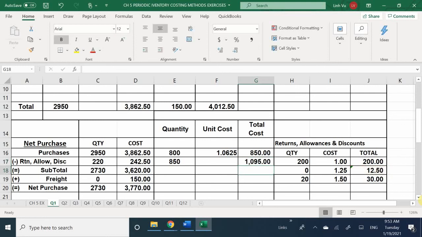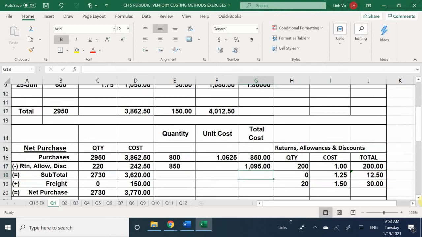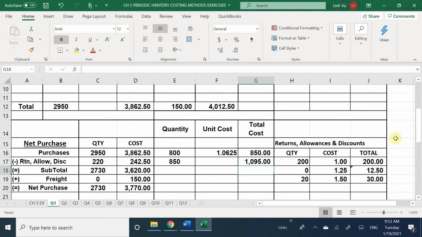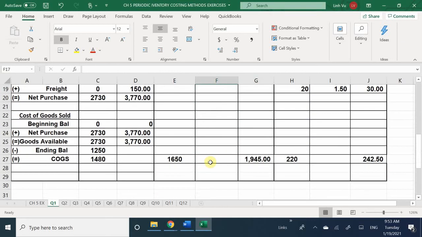$1,095. 1,095 even. Perfect. Good. Now, let's go ahead and look at the bottom. How many items did we sell in total? 1650. Now, how many items were we supposed to sell? 1480. We went over by 200.